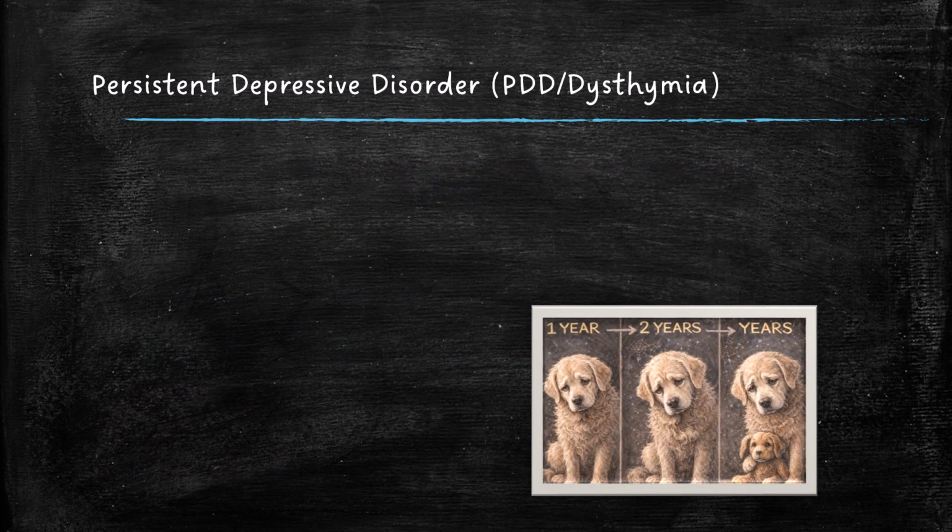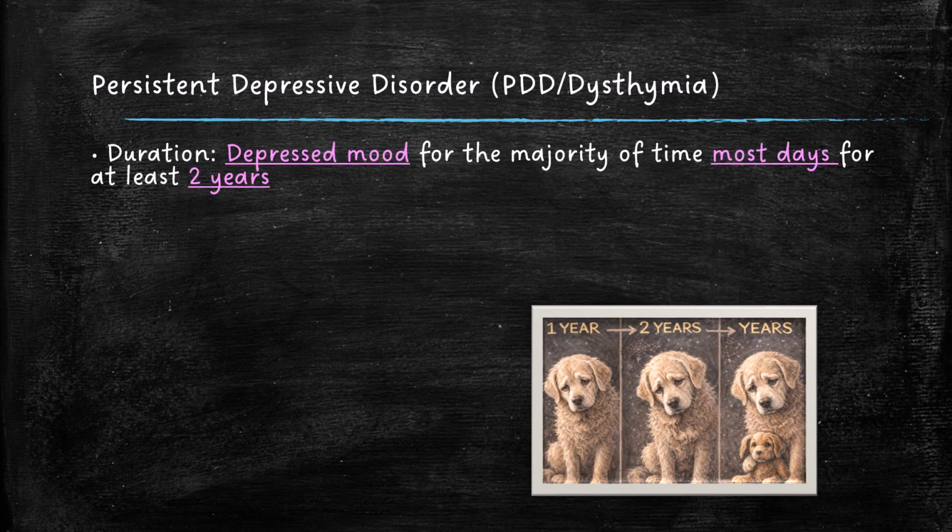So we talked for a long time on MDD, and you need to be able to distinguish MDD from PDD, which is persistent depressive disorder, because they will likely both be in the answer choices. So persistent depressive disorder must be a depressed mood for the majority of the time, most days, for at least 2 years. Remember, at least 2 years.